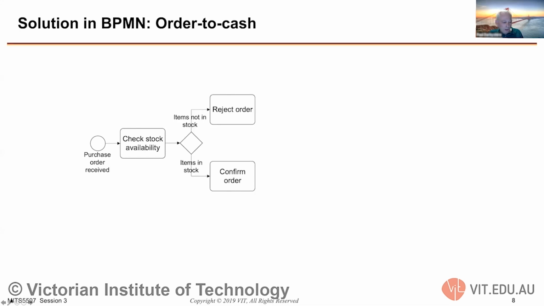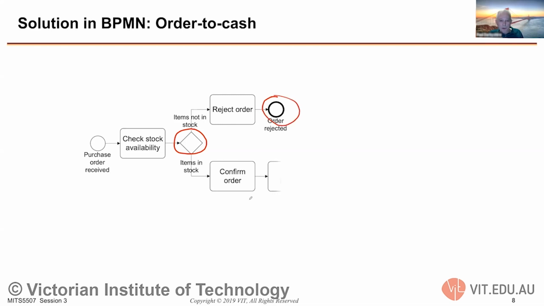Two things can happen. Now, here's where we use a gateway. The gateway is used to split a flow. Check availability into this gateway. Now, two things can happen. Either the items are in stock, in which case we confirm the order, or the items are not in stock, in which case we reject the order. When we reject the order, we end the process with order rejected.